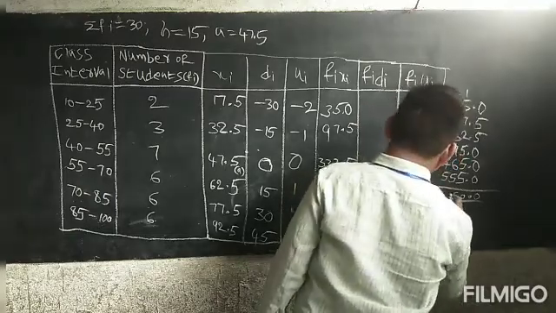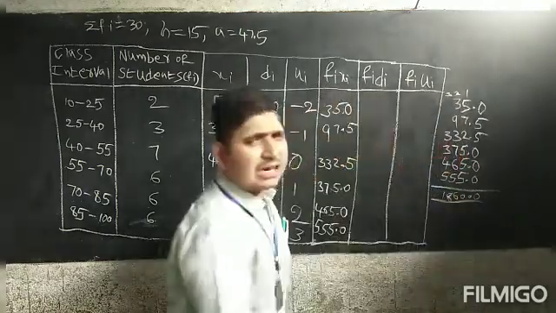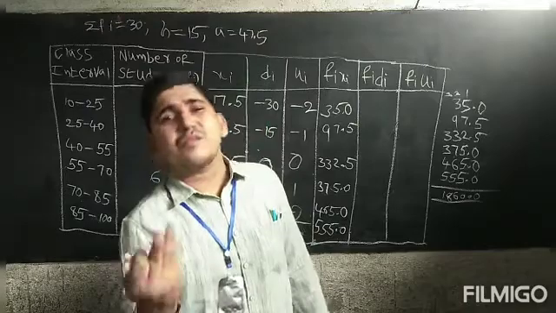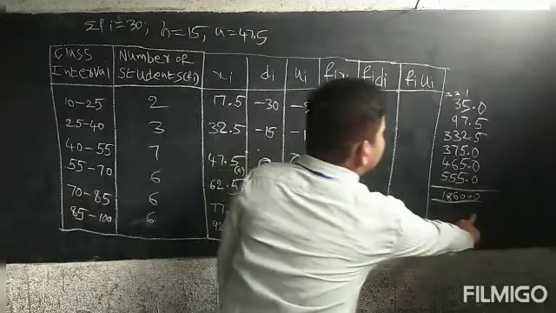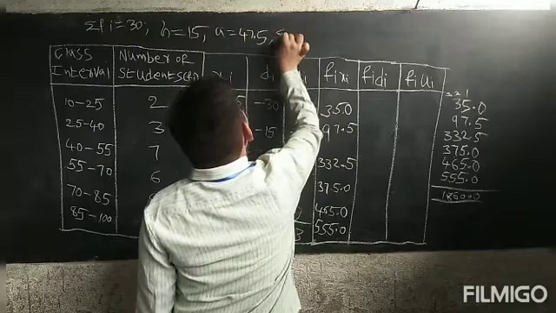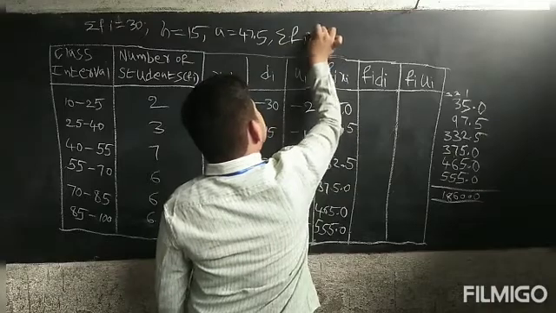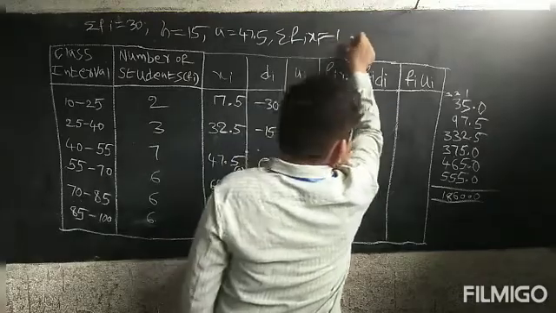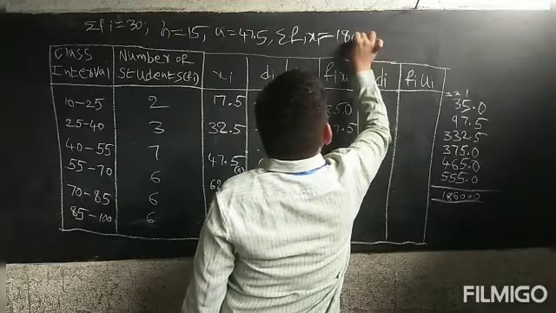So 1860.0. 1860.0 means what? 1.0 equals 1, 2.0 equals 2, similarly 18.0 equals 1860. So the value of sigma fixi equals 1850.